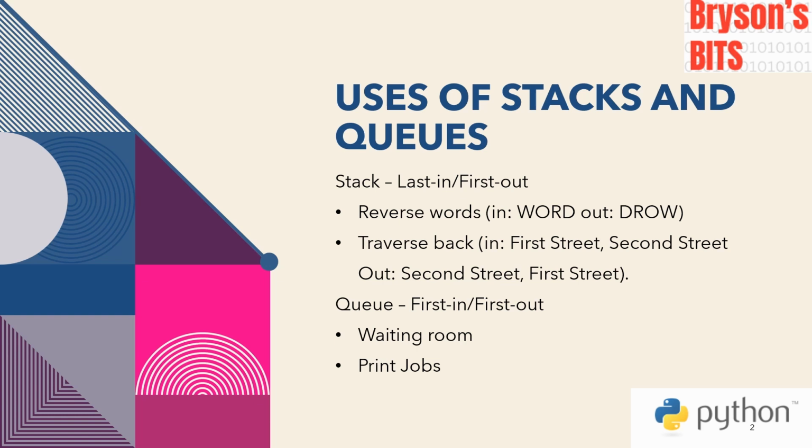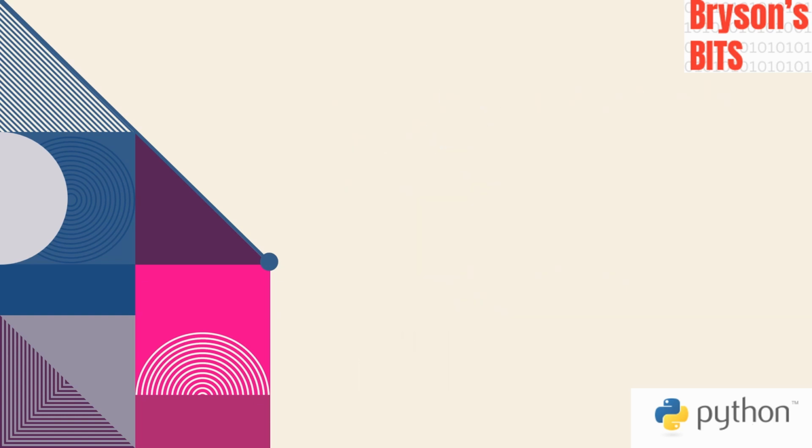Queues are first in, first out. And we use queues for things like processing a waiting room. The first person to come into a waiting room is the first one you want to get to, and you want to get to them in order generally. Same way with print jobs. The first print job that gets submitted is the first one that goes to the printer.